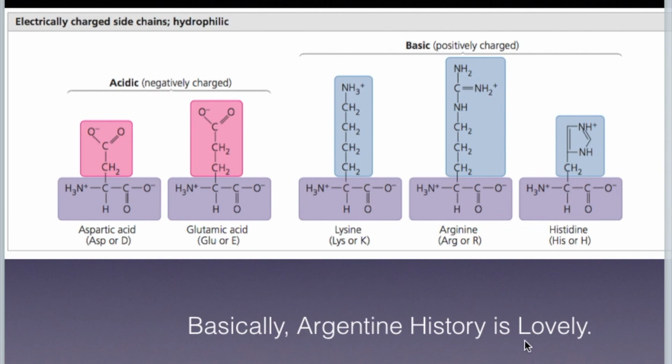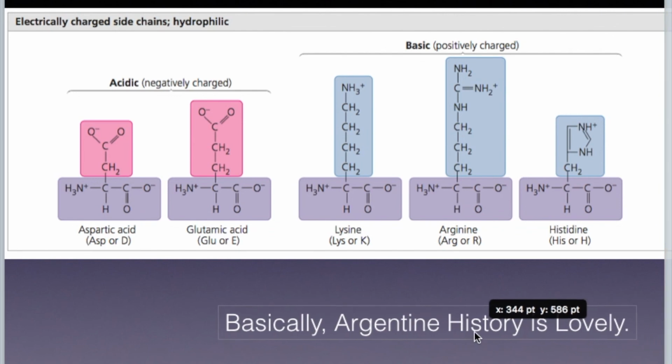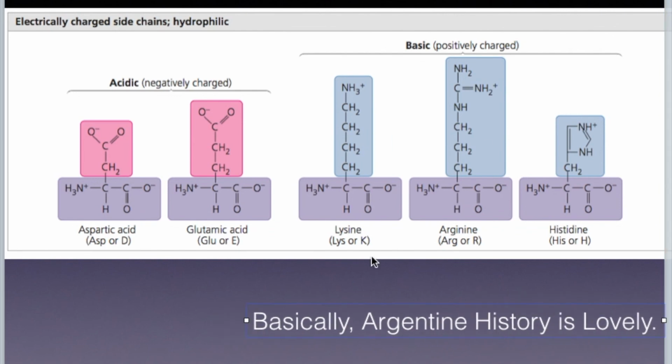Lovely, starting with an L and ending with a Y, corresponds to the amino acid lysine. So LY, L and Y. So basically, "Argentine history is lovely" corresponds to arginine, histidine, and lysine, which are basic. All right. So these 3 are basic.